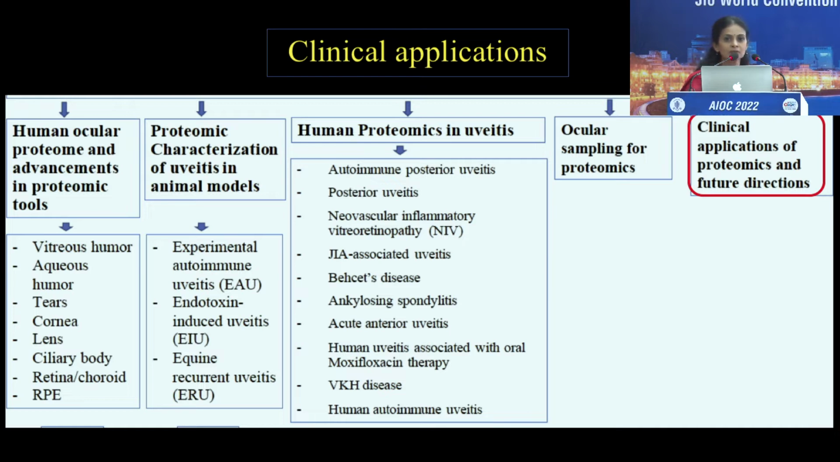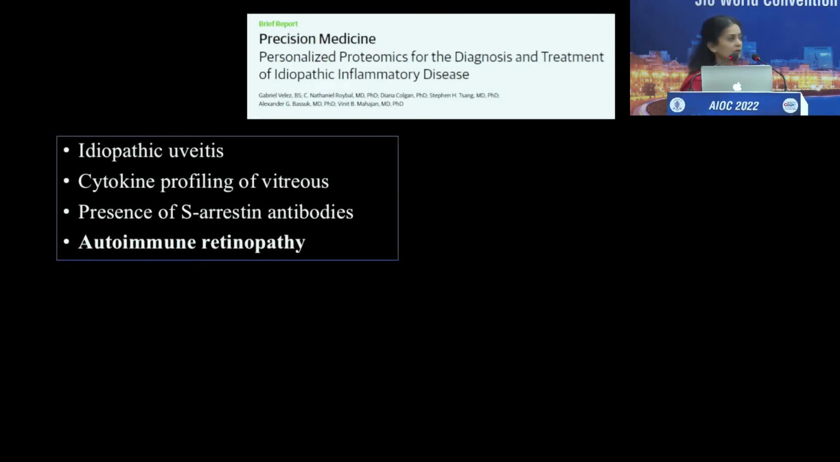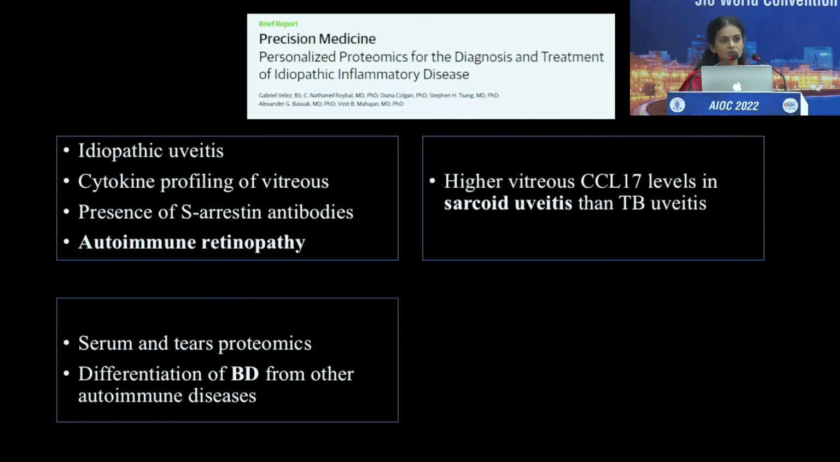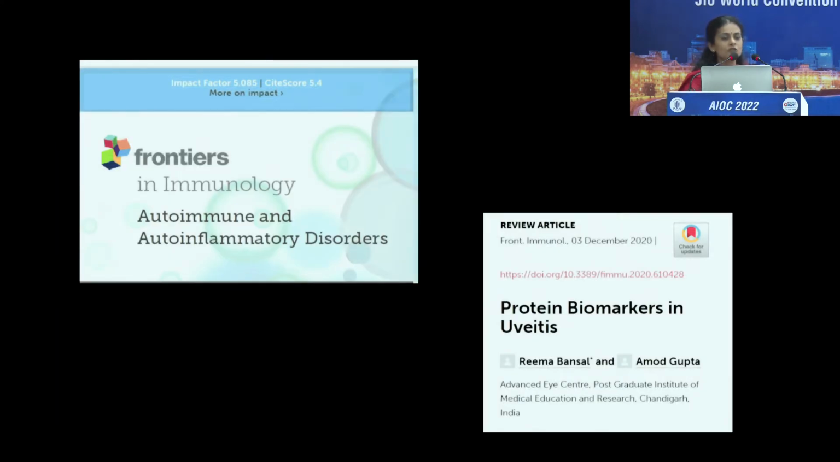So coming to the clinical applications, why is proteomics important? A lot of clinical applications are emerging regarding the use of proteomics in clinical practice in terms of personalized medicine. I will not go into the details, but these are some examples where people have used proteomics to recognize entities that were not clinically identifiable, like a case of autoimmune retinopathy, and in a case of sarcoid uveitis, when you have to differentiate it from TB uveitis, and also differentiation of Behçet's disease from other autoimmune diseases. Work has been done in eyes with PVRL, and CD70 was found as a potential novel biomarker. To read more on the role of protein biomarkers in uveitis, this reference can be used for further reading.